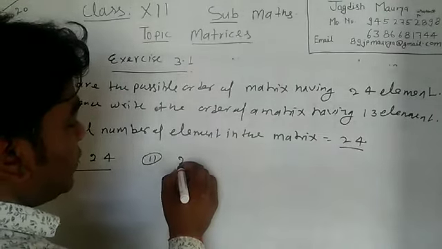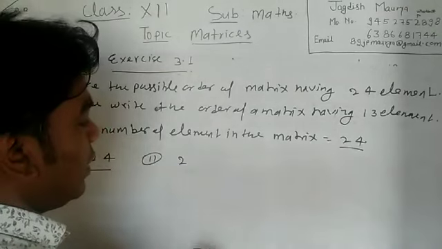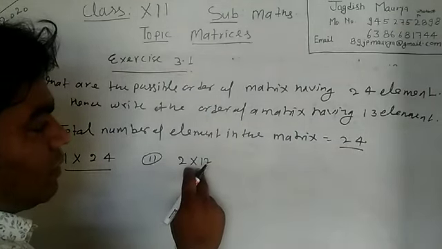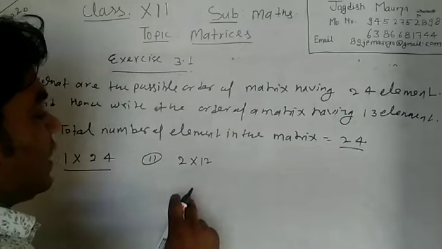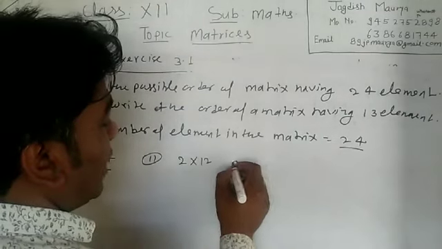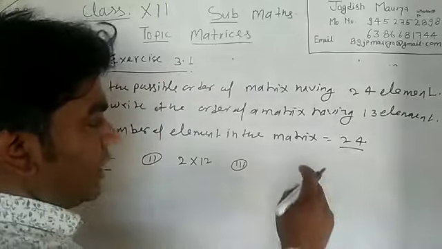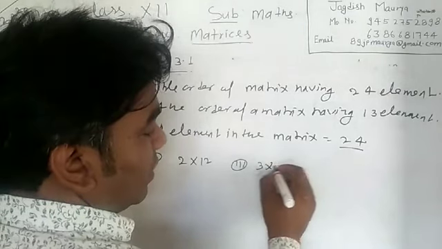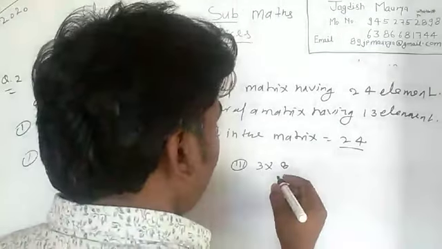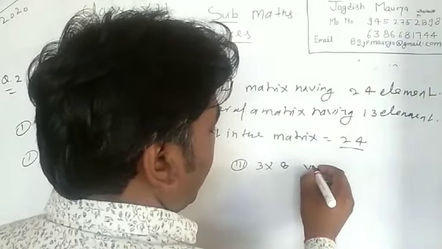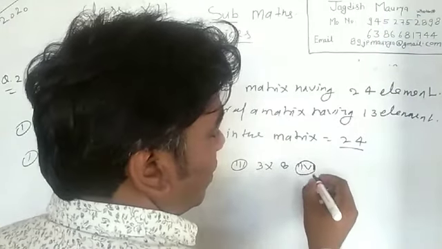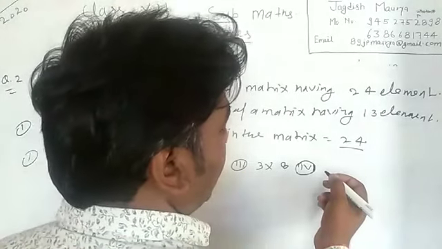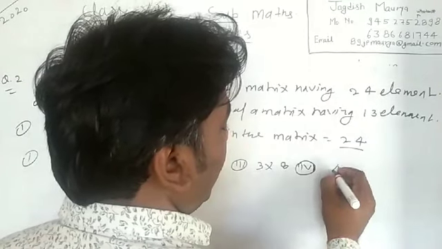Second possible order: we have to find other two factors such that their product is 24. Since 2 divides 24, 2 into 12 equals 24. So the second possible order is 2 by 12. Third possible order, since 3 divides 24, is 3 by 8. Fourth possible order, since 4 divides 24, is 4 into 6.